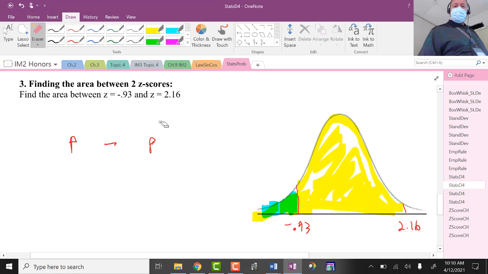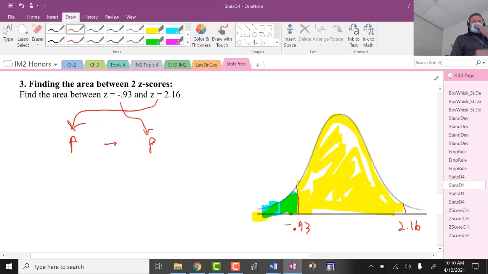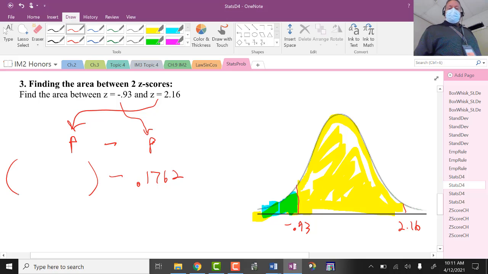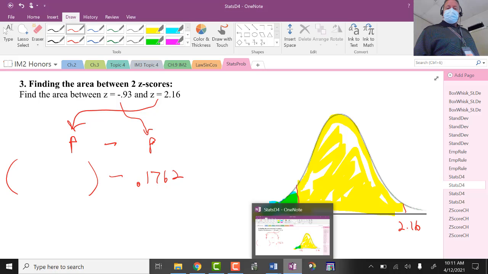So it's 2.16's probability minus 0.93's probability, because I've got to get that out of there. So, I'm sorry, what was that? Point what? 0.1762. That goes here. And then the problem with this one is, I might have reversed that in the other class. 2.16's probability, which is awfully large. No, I don't think I did. I think I'm thinking of my last one here.